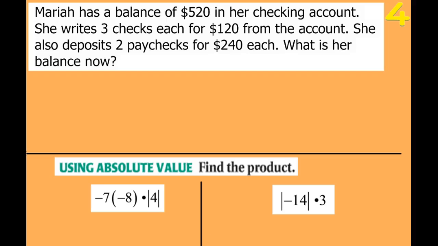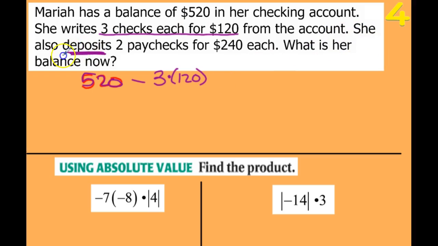All right, last couple, you do have one or two like this on your homework. It says Mariah has a balance of $520 in her checking account. So right now that's a positive $520. It's money she has sitting in the bank. She writes 3 checks each for $120. So if she's writing a check, her bank account is going down, or subtracting money. She's subtracting 3 checks each for $120. So we're going to multiply that by 120.